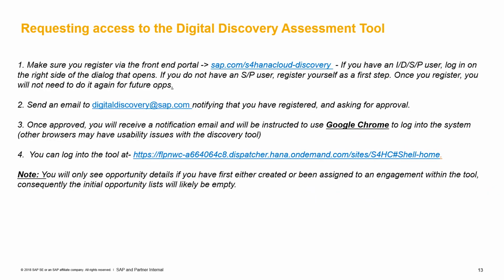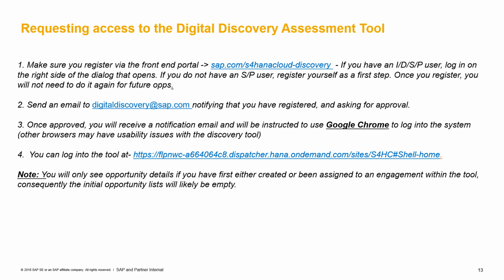As a partner, you'll want access to the Digital Discovery Assessment tool. So make sure you register via the front-end portal. Here is the site location. Just take the link and copy it into a browser. Then if you have your SID as your partner, you log in to the right side of the dialog that opens. If you don't have an SID or a PID, just register yourself as a first step. Then once you register, you'll not need to do it again in future opportunities.